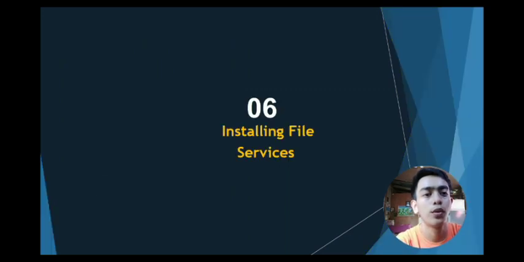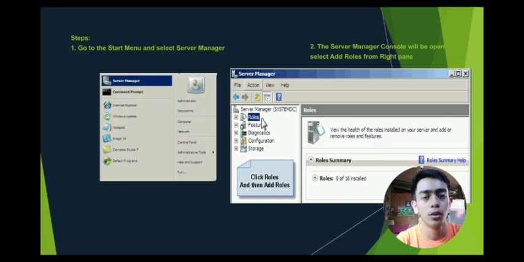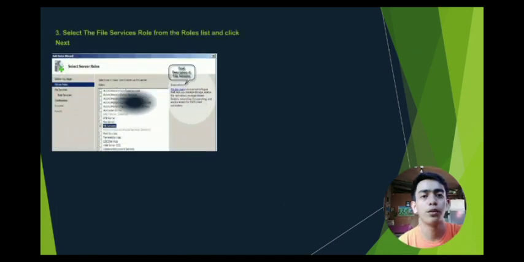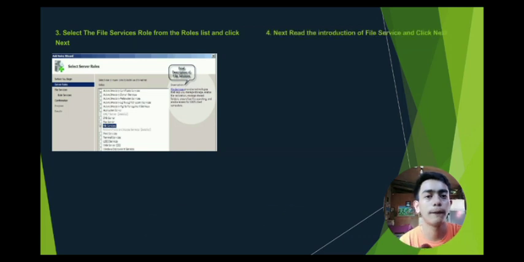Number 6, installing file services. Go to the Start menu and select Server Manager. The Server Manager console will open. Select Add Roles from the right pane. Number 3, select the File Services role from the roles list and click Next.